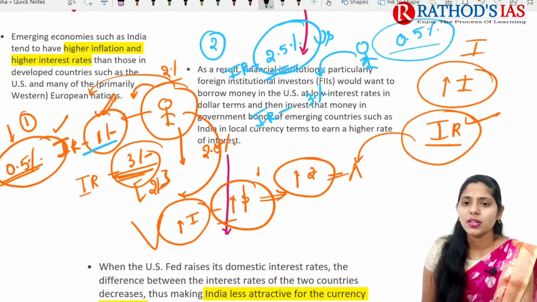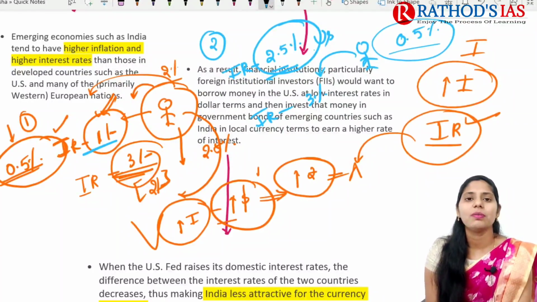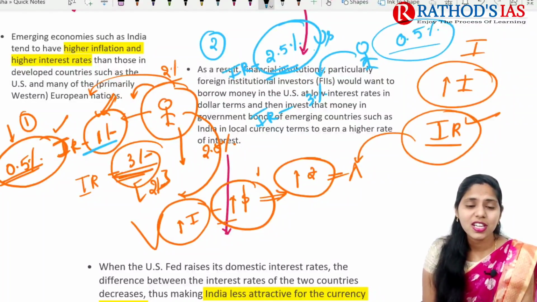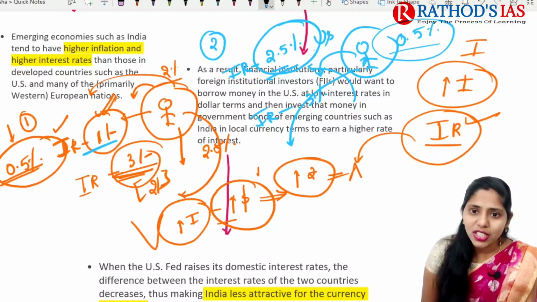I am thinking, what is the need? Because of that, I will be withdrawing the money from India and I will be investing in US, such that there will be safety, which is also seen, right? So in this way, I will be withdrawing the dollars from India, and I will be investing in US.